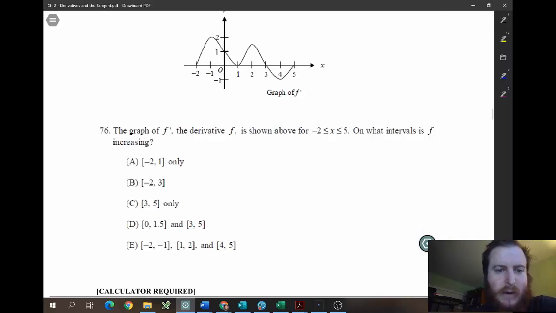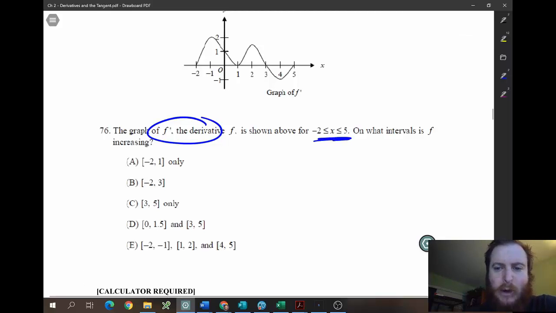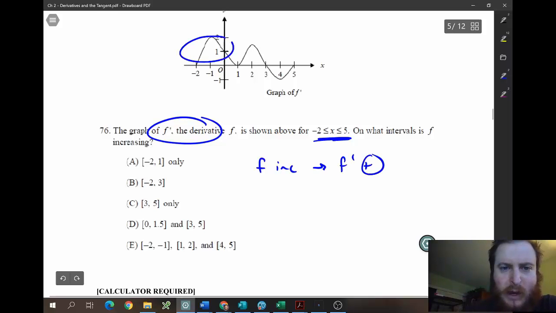Next, we have the graph of f prime, the derivative. Make sure we always read those carefully. And it's shown between negative 2 and 5. And we want to know on what intervals is f increasing, right? So f increasing matches up with f prime positive. So from negative 2 to 0, union from 1 to 3.